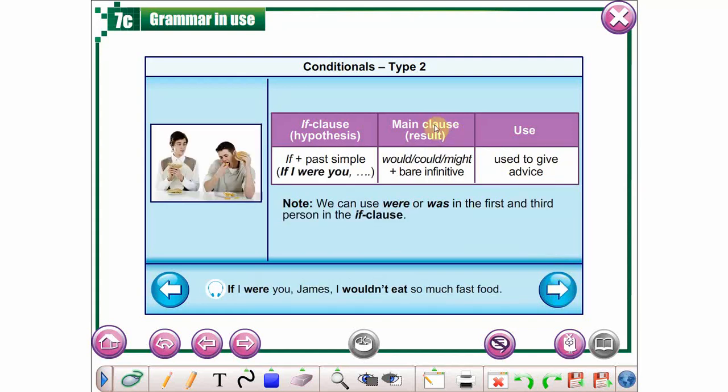Okay? Also in type 2, we have the most common expression, if I were you. And we use it to give advice. If we have this expression, if I were you, the main clause or the result should be would plus their infinitive. For example, if I were you, James, I wouldn't eat so much fast food. For example, you ask me for advice about how to lose weight. I can tell you, if I were you, I would see a doctor, for example.